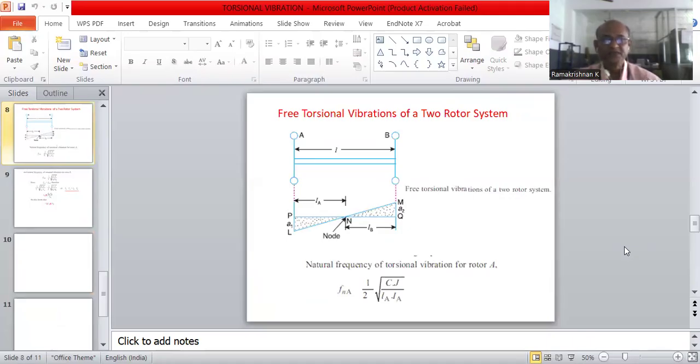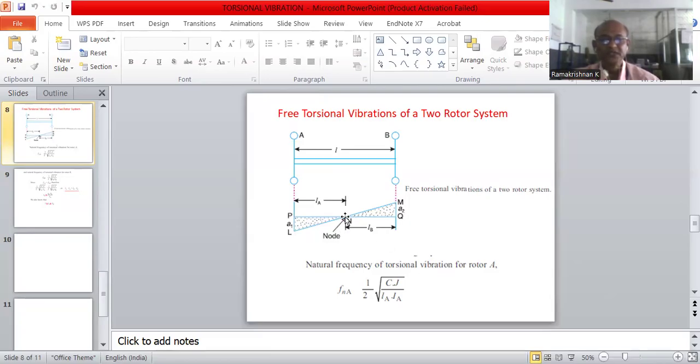Again, the same shaft can also be applied with two rotors, one at each end. For the shaft to be twisted, the two rotors must rotate in opposite directions to each other. If rotor A rotates in the clockwise direction, rotor B should rotate in the anti-clockwise direction so that the shaft can be twisted. Here, the maximum amplitudes of vibration at both ends A and B are A1 and A2. Here at the middle of the shaft, there is no vibration. That is, we have the node point.